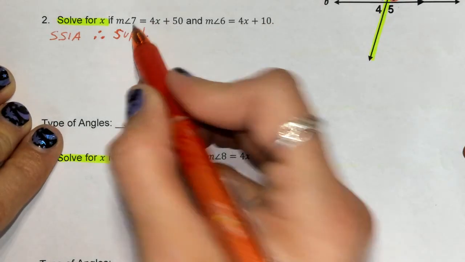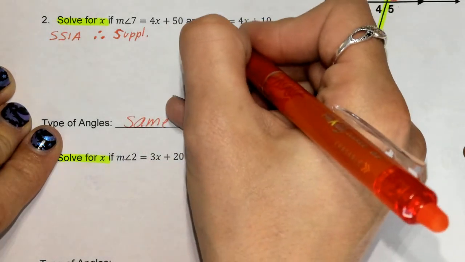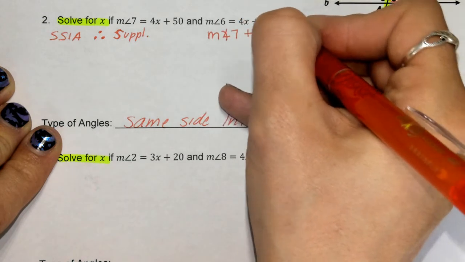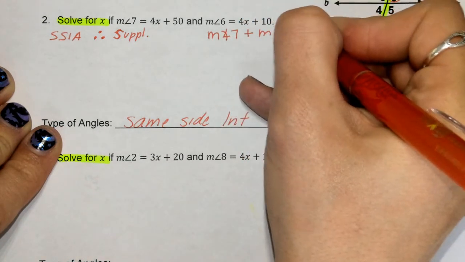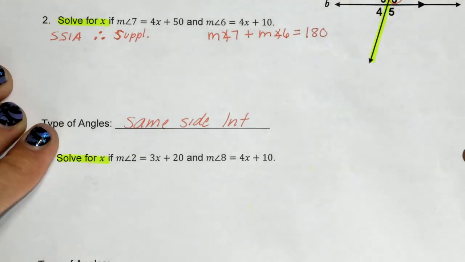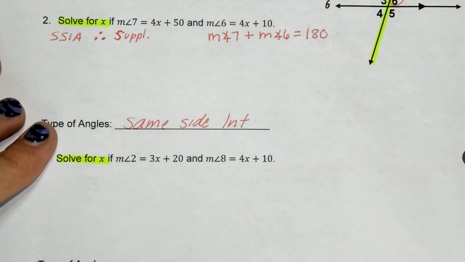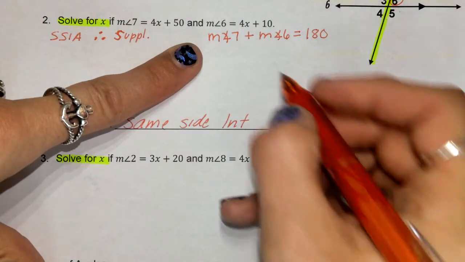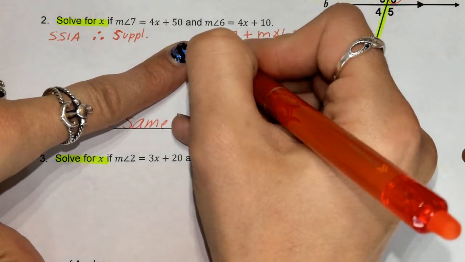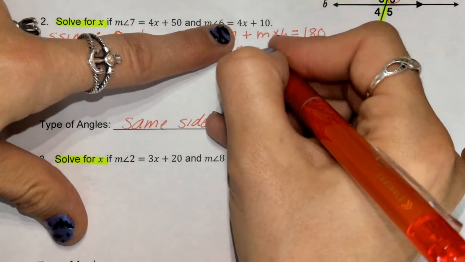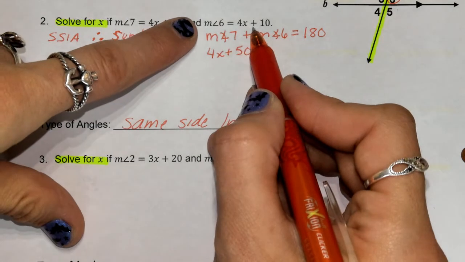So we have the measurement at angle 7 plus the measurement at angle 6, all equal to that magic number 180 degrees. We're going to substitute in the measurement at angle 7 we saw was 4x plus 50. So we'll put in 4x plus 50. We're going to add the measurement at angle 6, which we see as 4x plus 10.